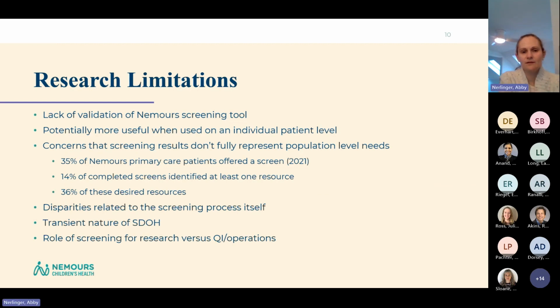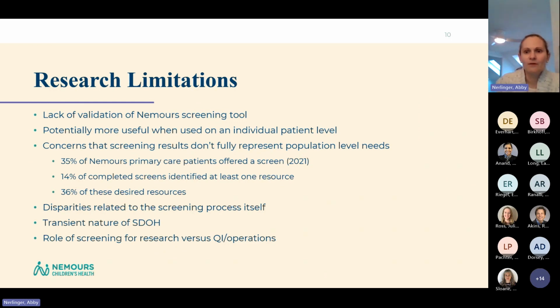So thinking about some of these research limitations, if say you wanted to use these social determinant screening results. The first and I think biggest one is that although there are validated social determinant screening tools, Nemours' screening tool is not validated. But this sort of gets into the question of what it means to validate a social determinant screening tool. If, for example, you're using a mammogram to screen for breast cancer, you're doing that because you're going to take an actionable step. It's going to inform your management.